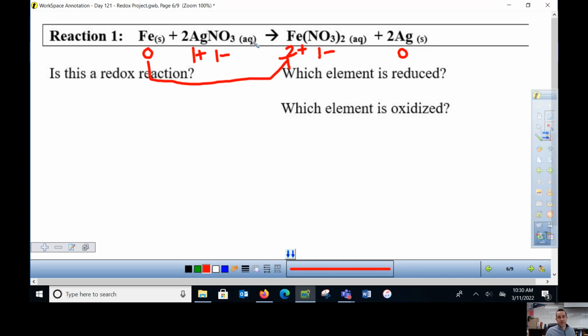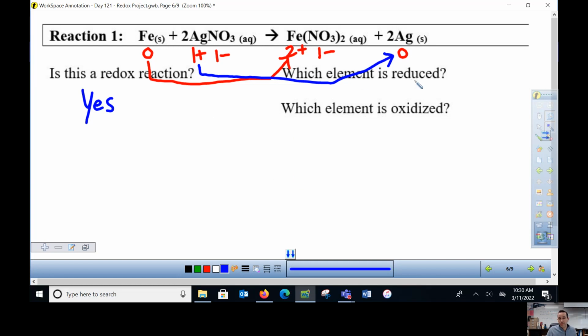And look, the charge of the iron changed. It went from being neutral to now being plus 2. And what else changed? The silver started out being plus 1, and now the silver ended up being 0, neutral. So we do have a gaining and losing of electrons. Is this a redox reaction? Yeah, we have things being oxidized, we have things being reduced.